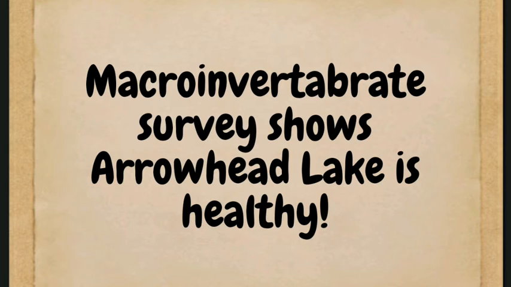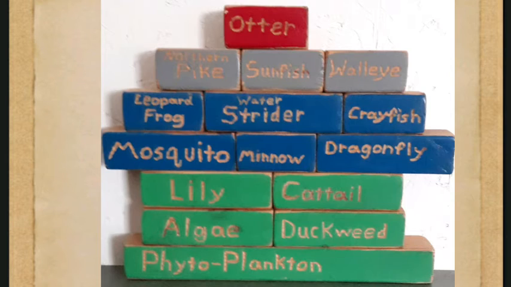Since we found many species in the pollution intolerant category, we can determine through our macroinvertebrate survey that Arrowhead Lake is healthy. Macroinvertebrates are important in lake ecology. They not only help to break down vegetation, but are also food for other species.